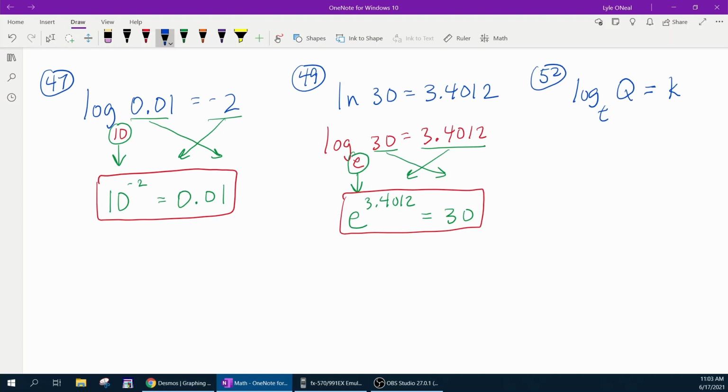And just for fun, one more time, number 52, converting from log to exponential form. We're going to bring the base down, switch the other two around. So the t is a base, so the k becomes its power. Bring the base down, switch the other two around, converting from log to exponential form.